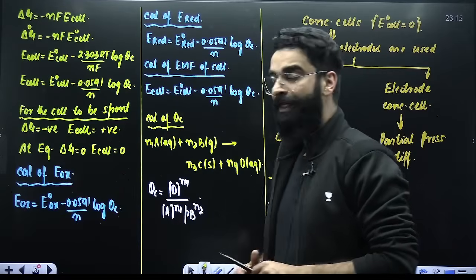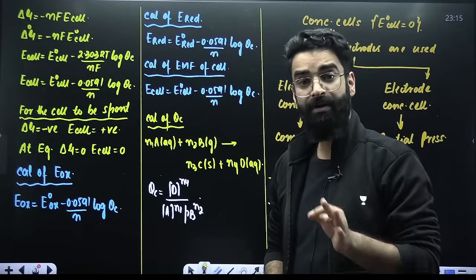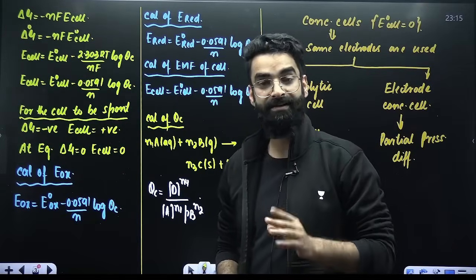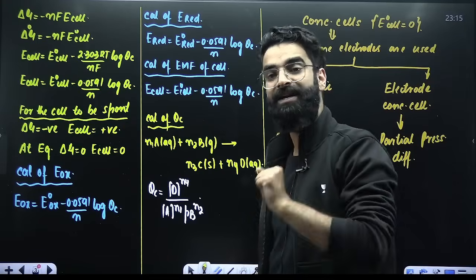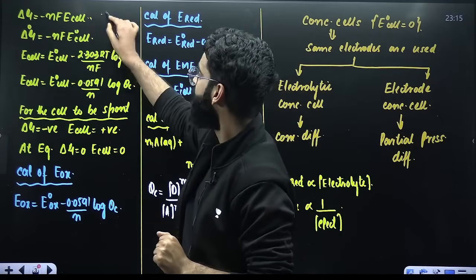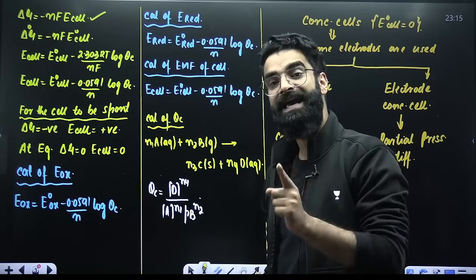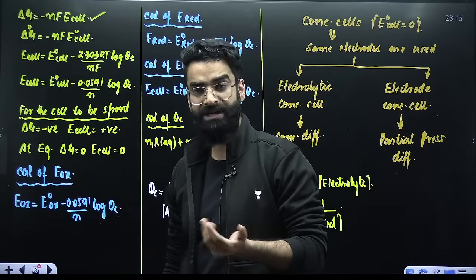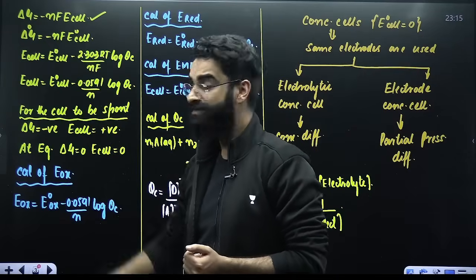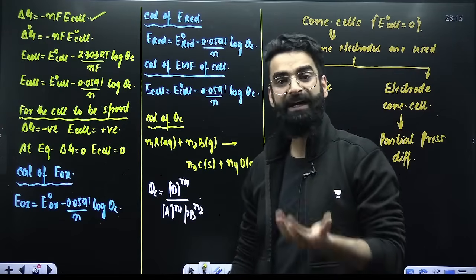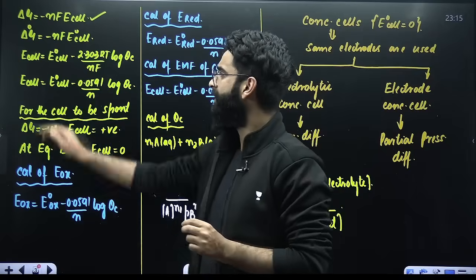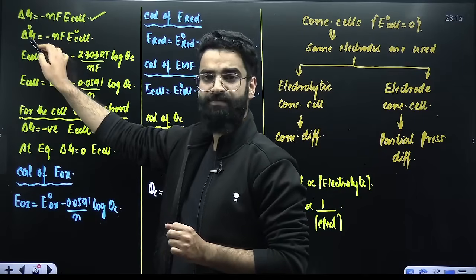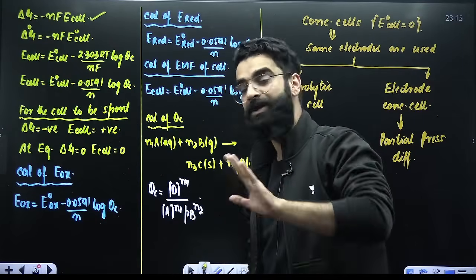Moving ahead, there are a few results which you need to remember, and questions are directly asked from these results. The first result is between delta G and E cell. My dear students, delta G for the cell is equal to minus nF E cell, where n represents the number of moles of electrons exchanged, F represents Faraday's constant, and E cell is the EMF of the cell. When you calculate the standard Gibbs free energy change for the cell, it is minus nF E naught cell.